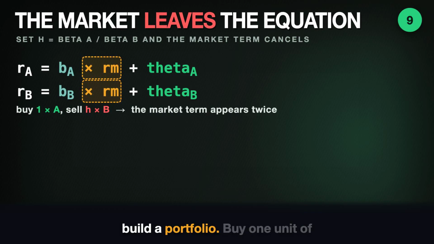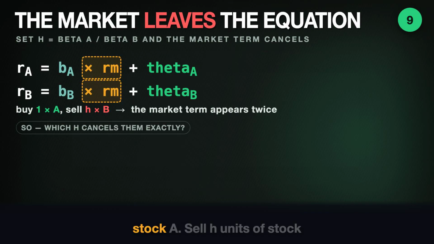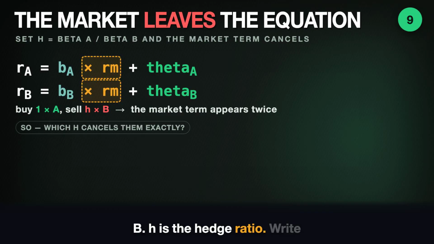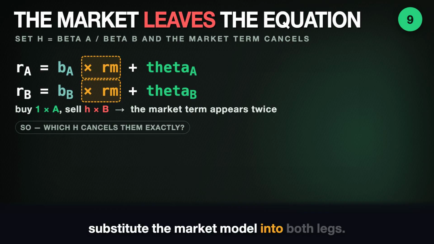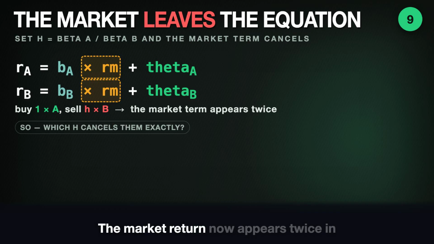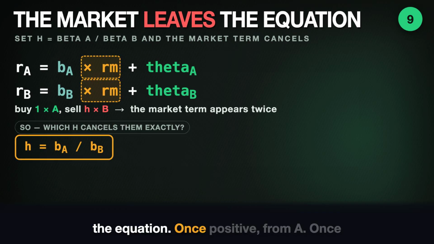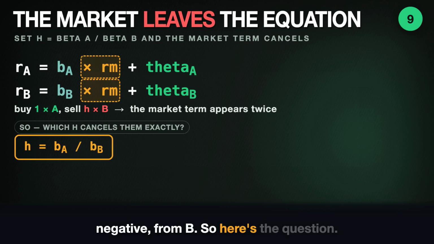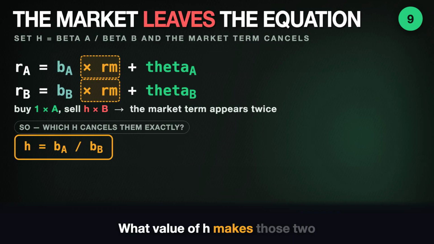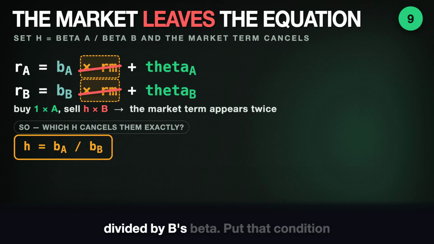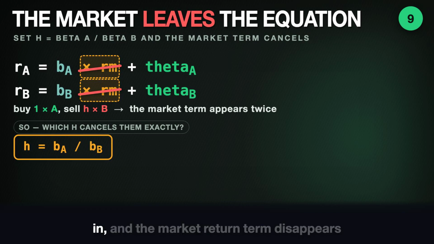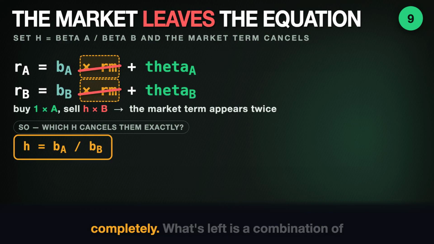Now let's build a portfolio. Buy 1 unit of stock A. Sell H units of stock B. H is the hedge ratio. Write out the return on that portfolio and substitute the market model into both legs. The market return now appears twice in the equation, once positive from A, once negative from B. So here's the question. What value of H makes those 2 terms cancel exactly? H equals A's beta divided by B's beta. Put that condition in, and the market return term disappears completely.